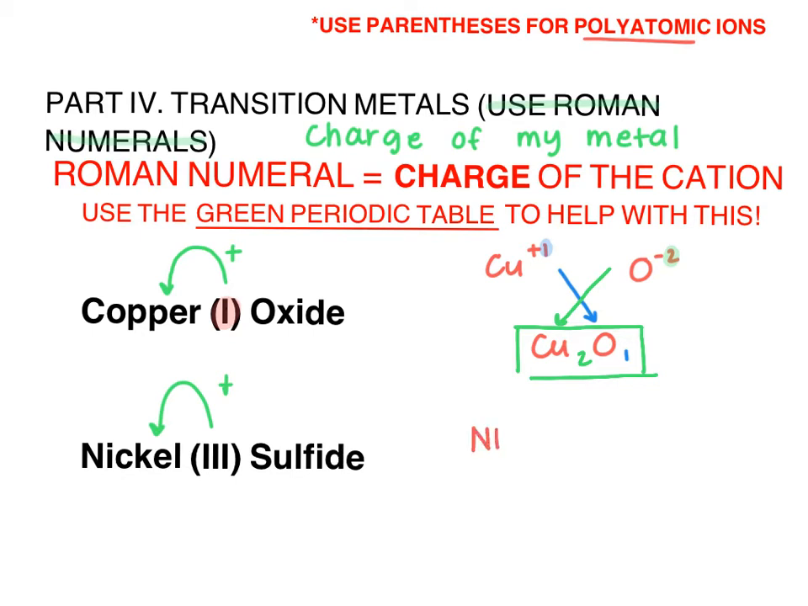I need to find the charge of my nickel. It's positive. I look at my Roman numeral. It's a 3. I need to find the charge of my sulfide, which is a -2. I make my skeleton, and now I have my crisscross. I take the 3 from my nickel, move that down to my sulfide. I take the 2 from my sulfide, cross that to my nickel, and I have my ionic compound.